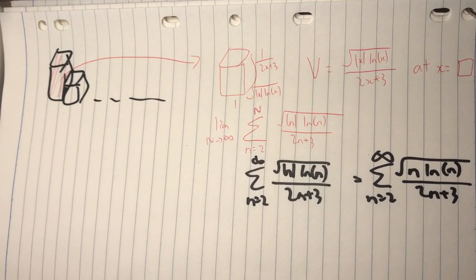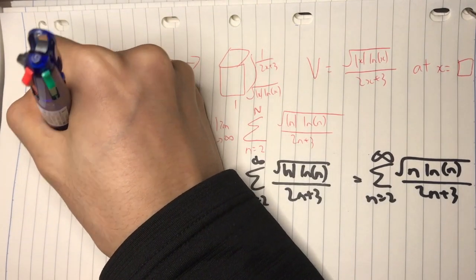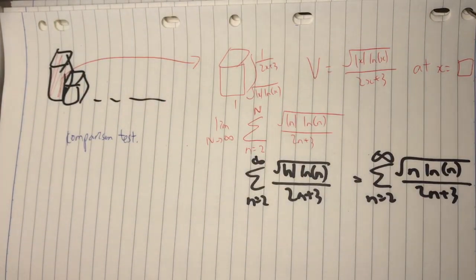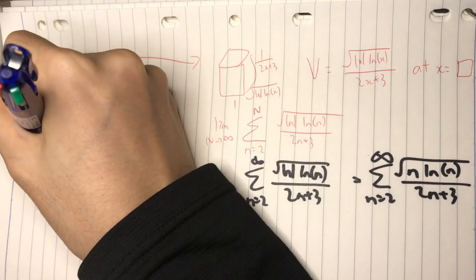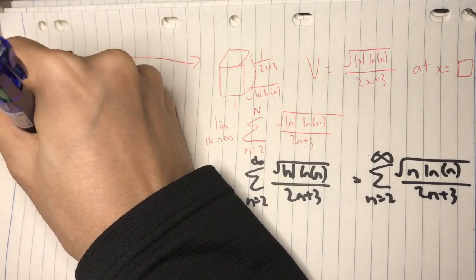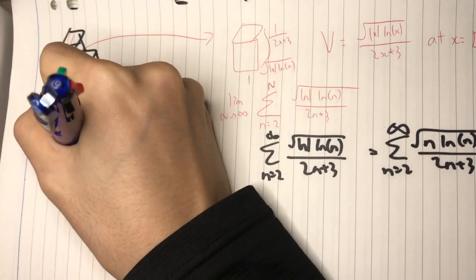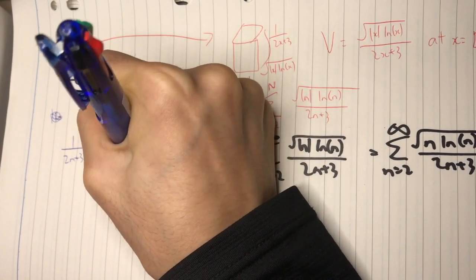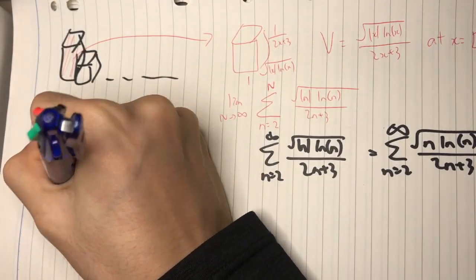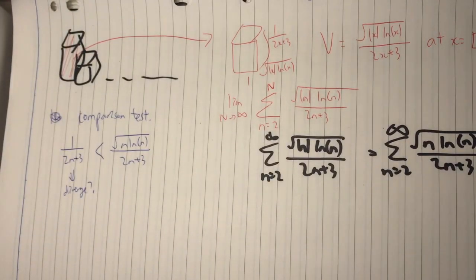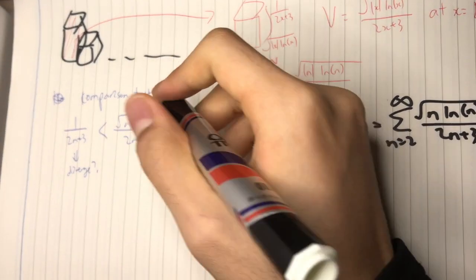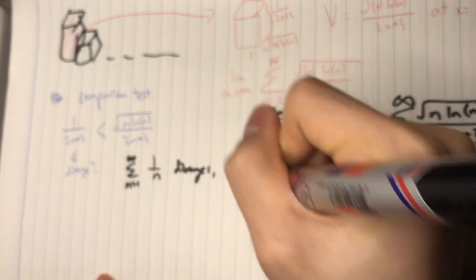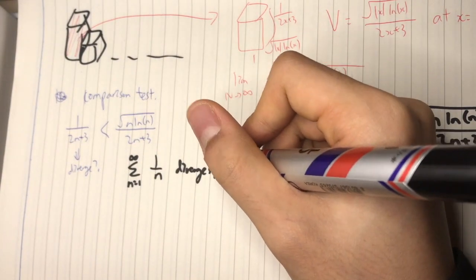And so we're going to first use the comparison test, and we're going to compare it with 1 over 2n plus 3. So we're going to assume that 1 over 2n plus 3 diverges, and because square root of n times ln of n is greater than 1 for any value of n we're dealing with, we're going to hope that the 1 over 2n plus 3 diverges, because as a result of that diverging, our series will also diverge.